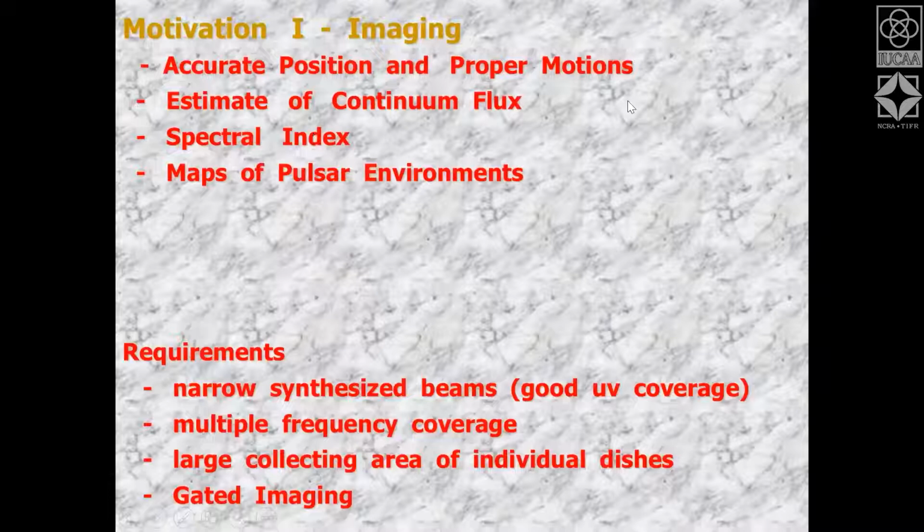You can find out the flux density of the pulsar. And if you find out the flux density of a pulsar at different frequencies, you can get the spectral index of the pulsar. And all these are important quantities to measure if you want to understand why the pulsars are emitting the way they are emitting. And most important is that you can map the environment of the pulsar. Okay. And this requires narrow synthesized beams and multiple frequencies. And since pulsars are very weak sources, a very large telescope.